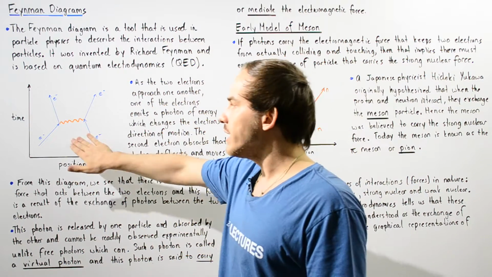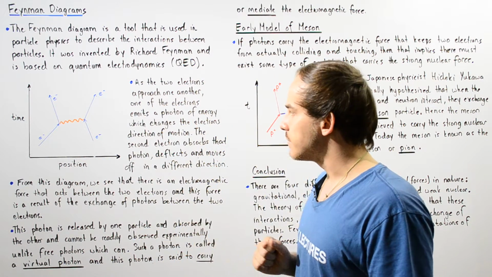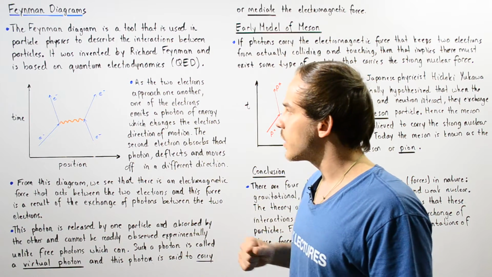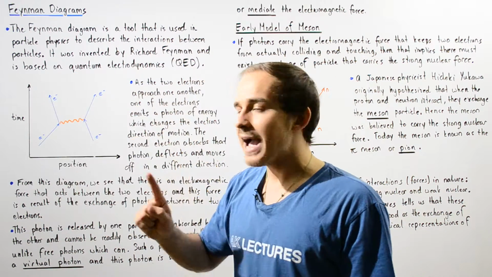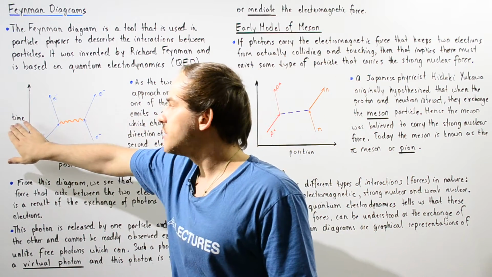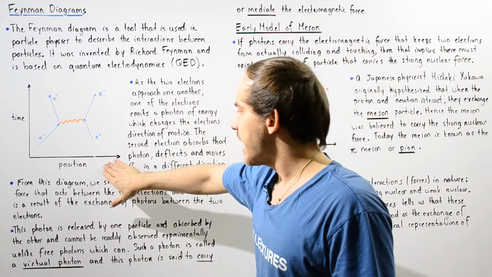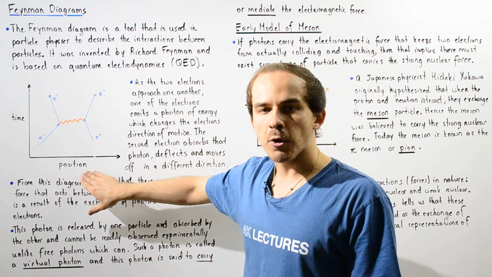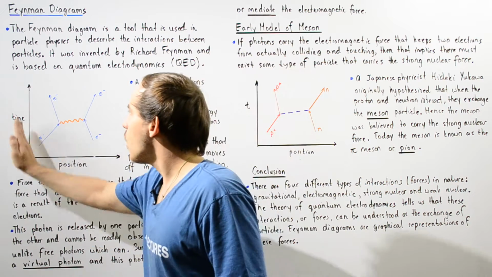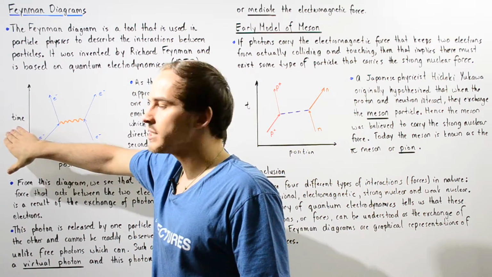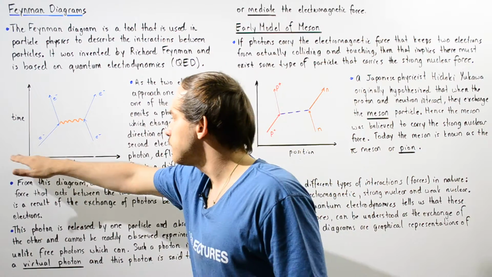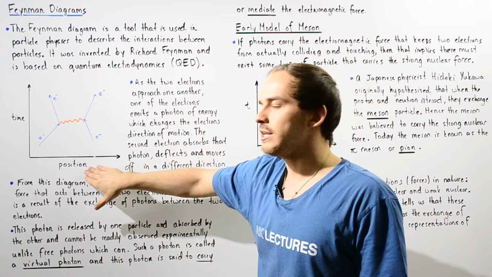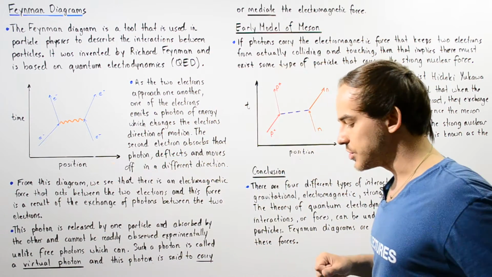So this is one example of the Feynman diagram. This is a basic Feynman diagram, and the Feynman diagram has the y-axis that gives us the time and the x-axis that gives us our position. So as we go up along the y-axis, our time increases. As we go from left to right, our position increases along the x-axis.